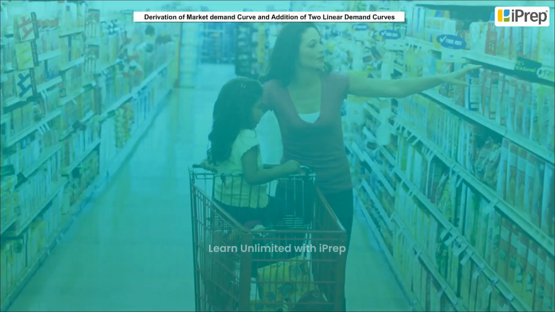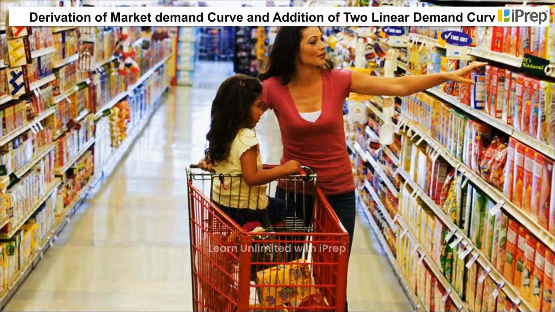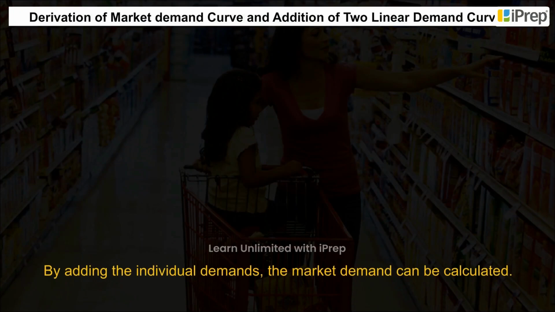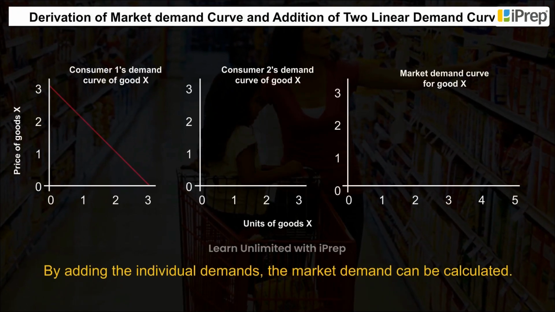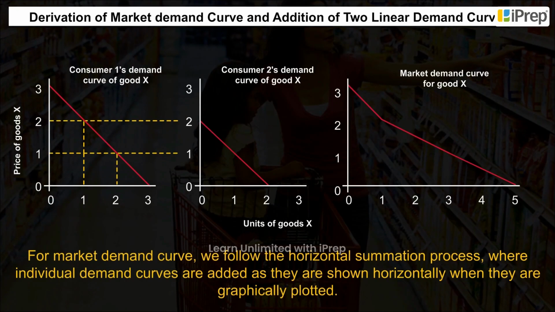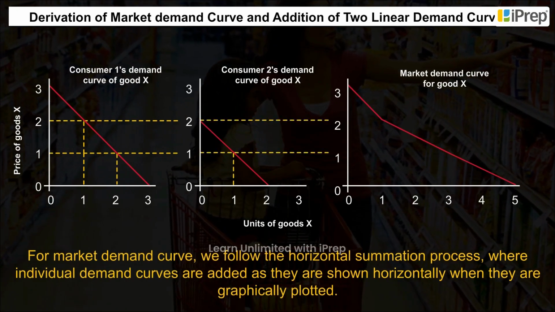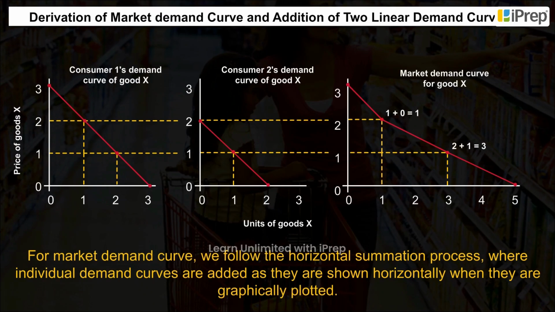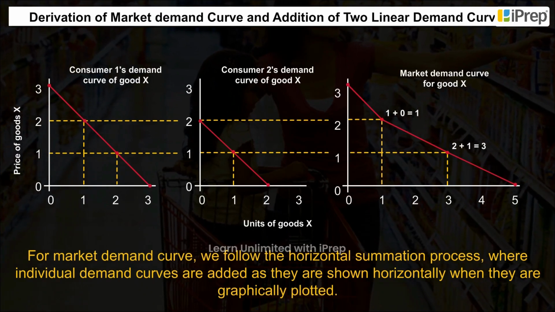Market demand. Derivation of the market demand curve and addition of two linear demand curves. By adding the individual demands, the market demand can be calculated. For the market demand curve, we follow the horizontal summation process, where individual demand curves are added as they are shown horizontally when they are graphically plotted.